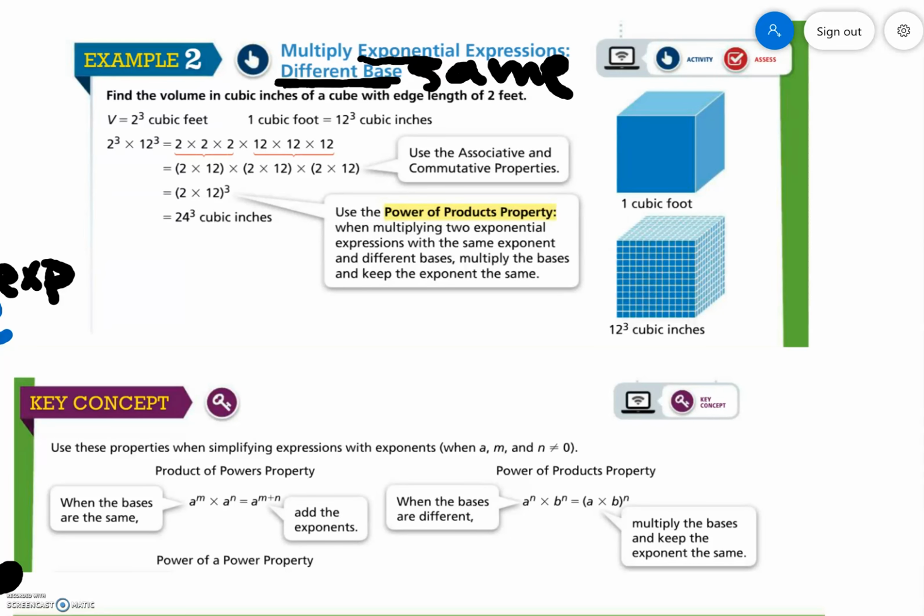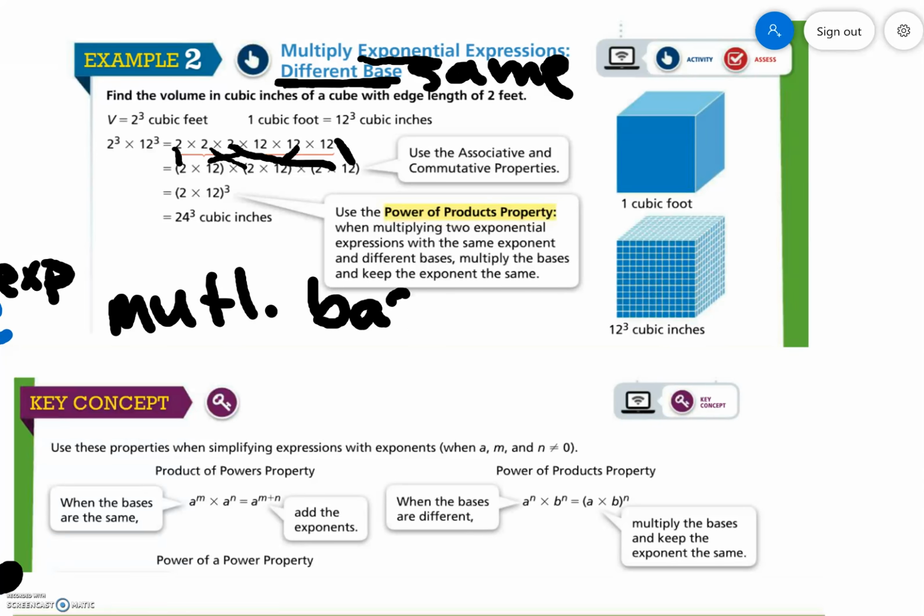Here, we've got 2 times 2 times 2 and 12 times 12 times 12. Well, if you think about it, a 2 gets brought down and a 12 gets brought over. A 2 gets brought down and a 12 gets brought down. And 2 and 12. So we're just rearranging it. So then we end up getting the expression 2 times 12, 3 times, which is 24 cubed. So if they have the same exponent, different base, multiply the bases and keep the exponent.